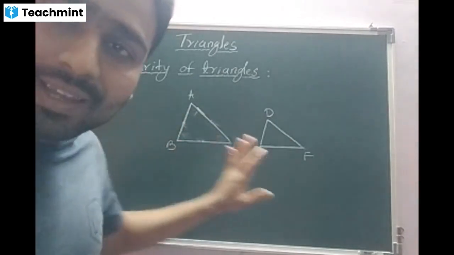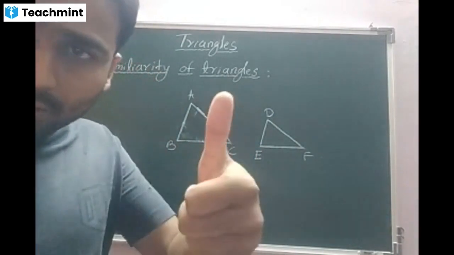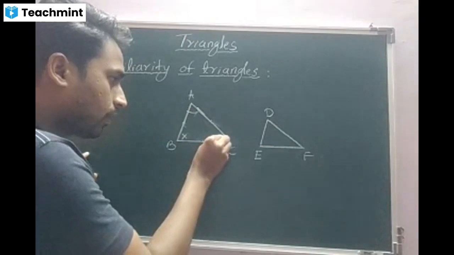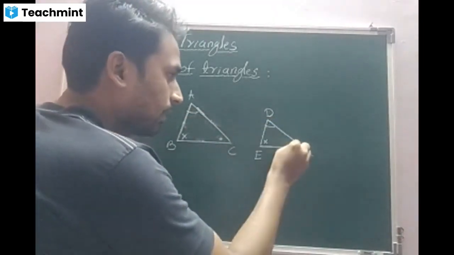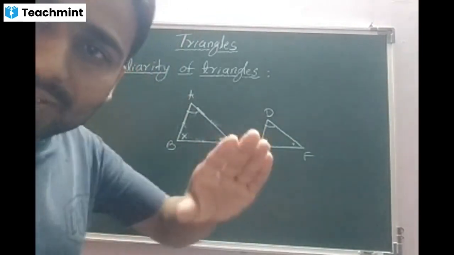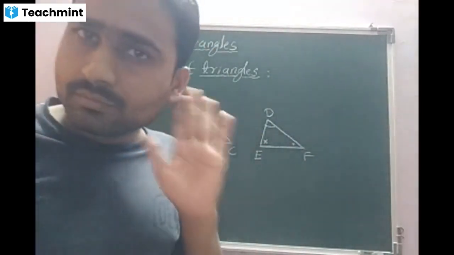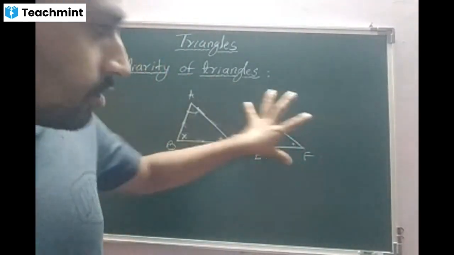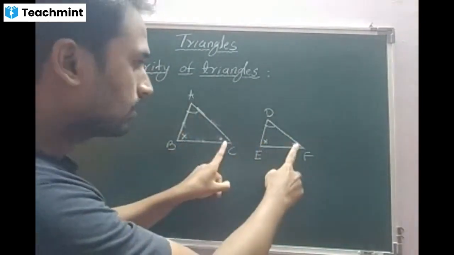We can say that they are similar depending on two conditions. What are those conditions? Number one condition, all three angles of one triangle should be equal to the corresponding three angles of the other triangle. So the first condition is exactly the same as the congruency definition. Am I right, beta? Yes, sir. There is no change in the first condition. All three angles of this and the corresponding angles of this should be equal. One set, two sets, three sets. Is it clear?